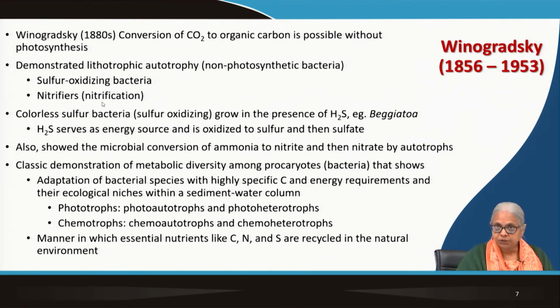So this was demonstrated by Winogradsky. It's a classic demonstration of the metabolic diversity amongst bacteria. It shows the adaptation of bacterial species with very specific carbon and energy requirements and their ecological niche within the water sediment column. You have phototrophs, both photoautotrophs and photoheterotrophs. You have chemotrophs, both autotrophic as well as heterotrophic. All of them coexist in this entire column.